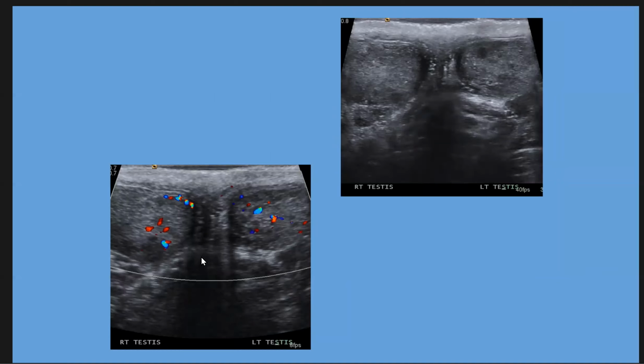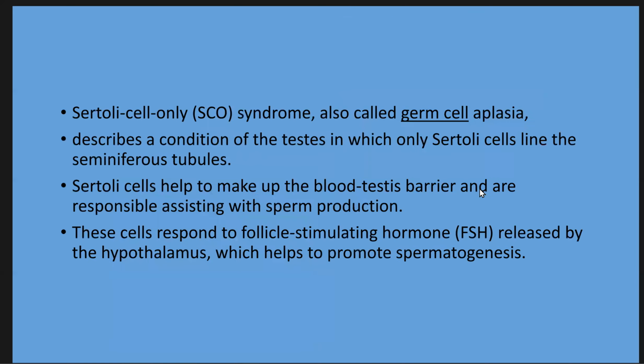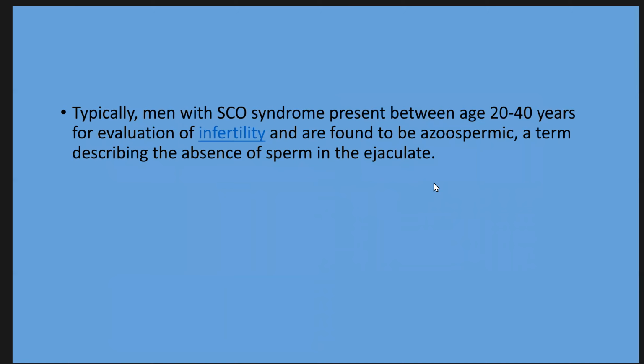And this is the patient, right and left testis with multiple lesions and Sertoli cell only syndrome. It is also called germ cell aplasia, and the patient has no sperm and presents with infertility. The usual presentation is between 20 and 40 years with infertility with azoospermia.